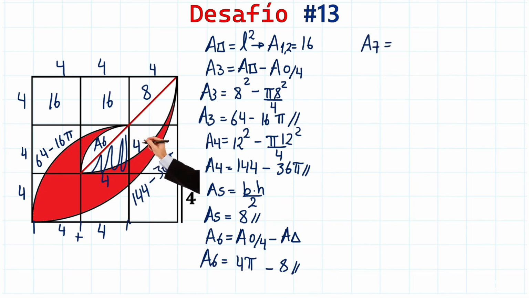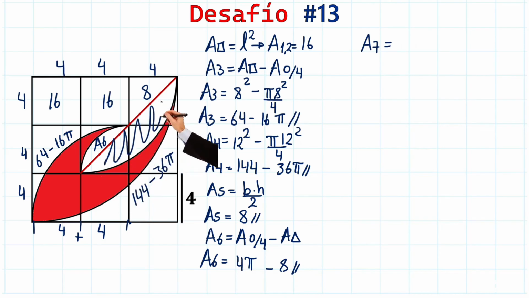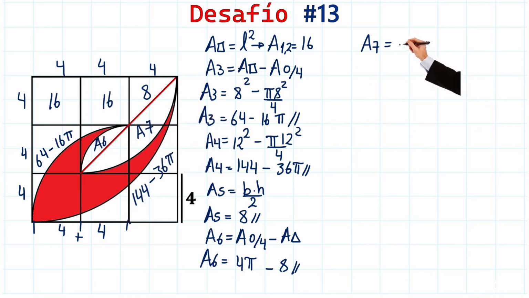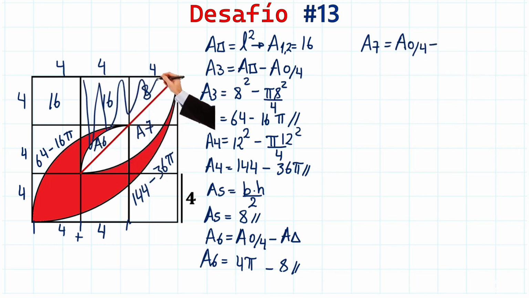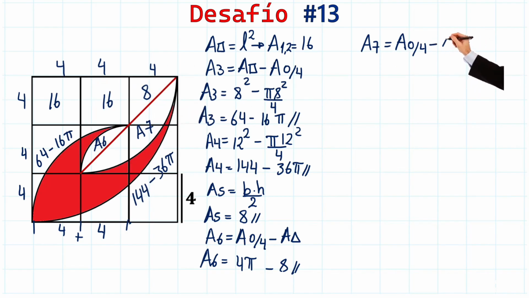Area 7 will be this area here. Keep a close eye on this area here. Alright. And how are we going to find it? In the same way we found area 6. So we're going to say that area 7 is the area of this quarter circle. Again, the area of a quarter circle minus the area of this triangle here. Pay attention. Alright, so minus the area of the triangle. Area 7 then will be equal.